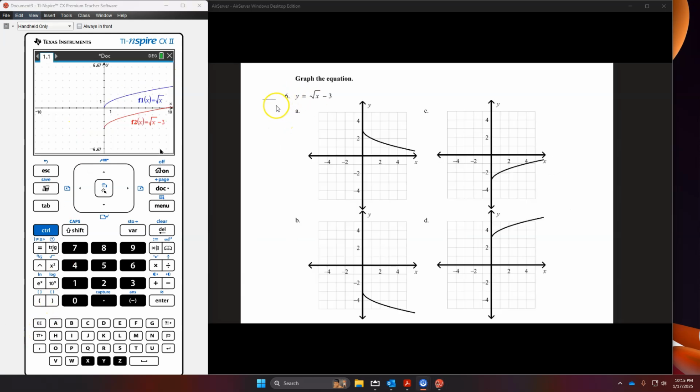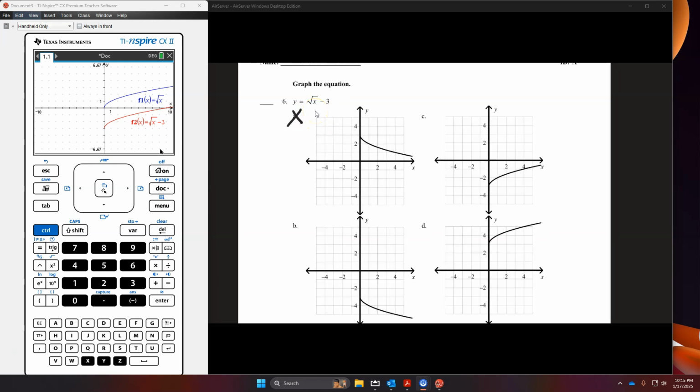So we have to graph the equation. We notice that the parent function is the square root of x, and it goes down 3 units. So the answer will not be A. A won't be the answer. C looks like it might be. B is not the answer. And D, it goes up, so that won't be the answer. So the answer is C.